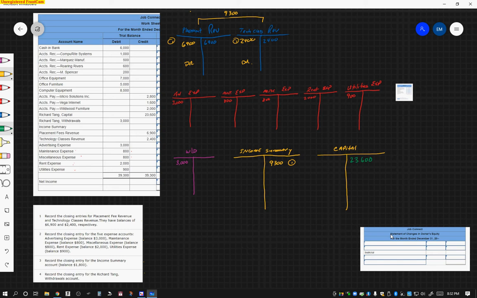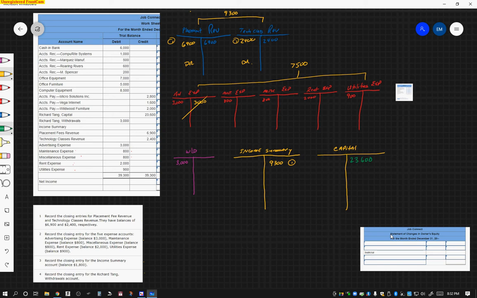The second one is going to be our expenses, another compound transaction. So we need the sum total of all of these. 3,800, 800, 2,900 is going to be $7,500. So let's quickly close these accounts.